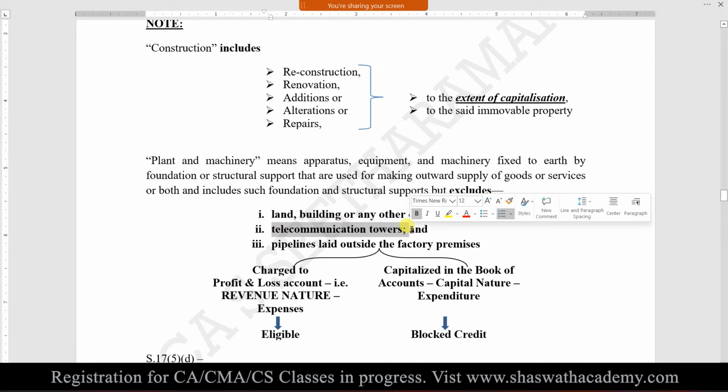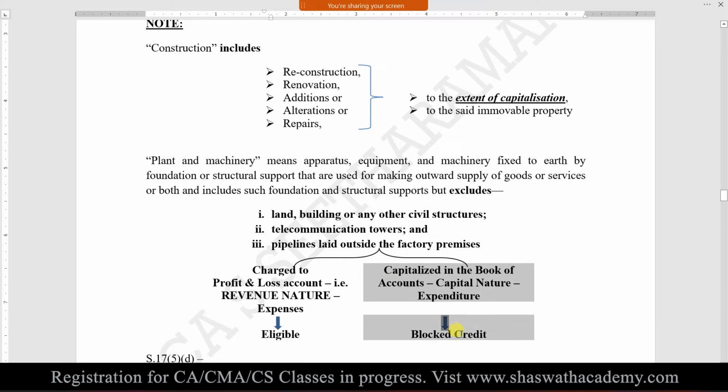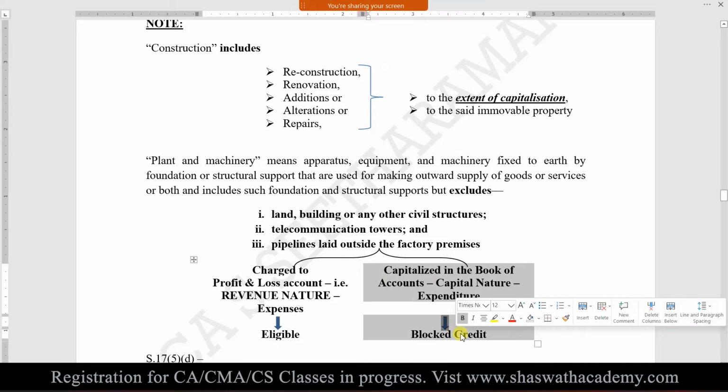Okay. Telecommunication towers. Guys, let's understand. When we have Reliance, Jio, and so on, now Deepika is an information and broadcasting service provider, something of that sort. She is putting up telecommunication towers to ensure mobile connectivity. New towers they are installing. Capitalization. Blocked. Not eligible. Sir, without that, how will they do the business, sir?